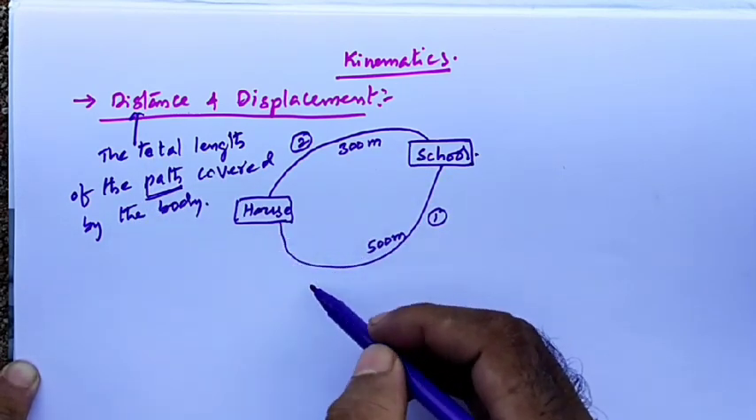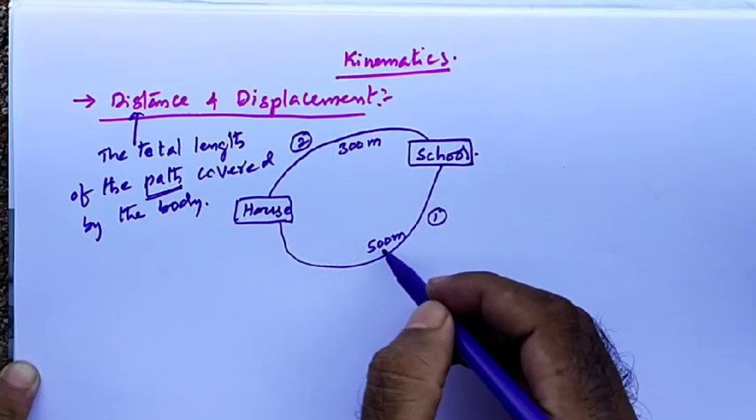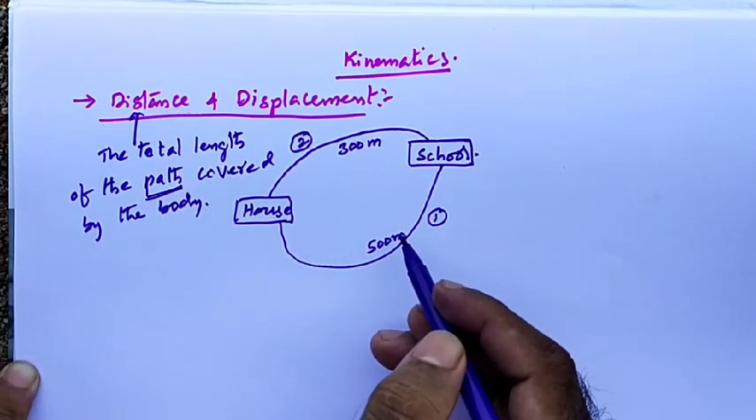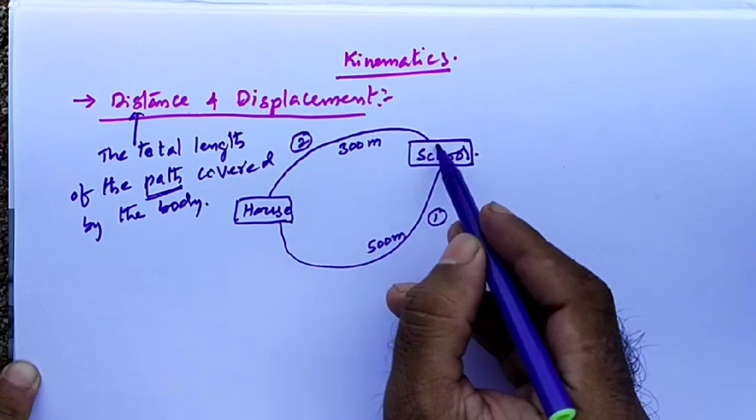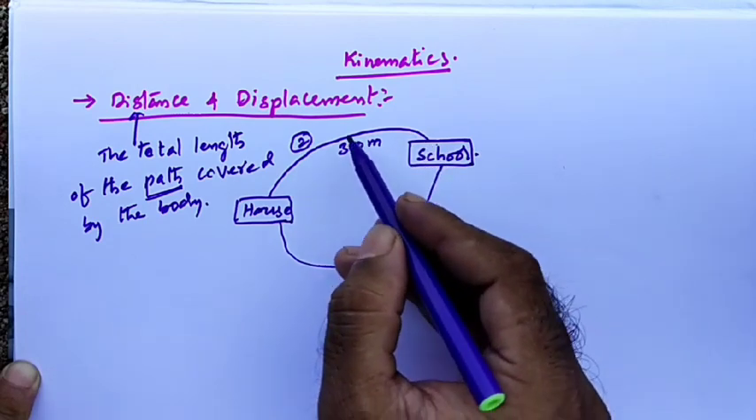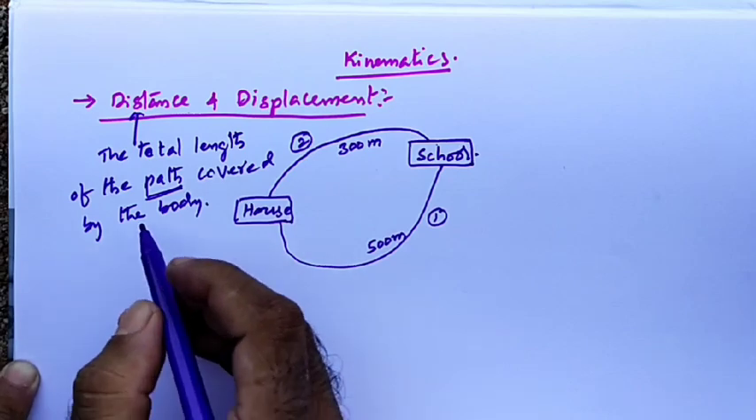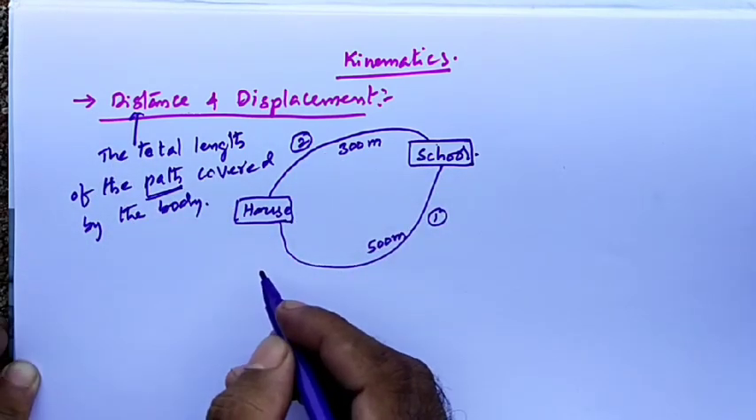Okay. Here if you choose the first path, what is the total length of this path? 500 meters. So how much distance have you covered? 500 meters. If you choose the second path, what is the total length of the path here? 300 meters. So what is the distance traveled by you? 300 meters. Understood? So distance is nothing but the total length of the path covered by the body.